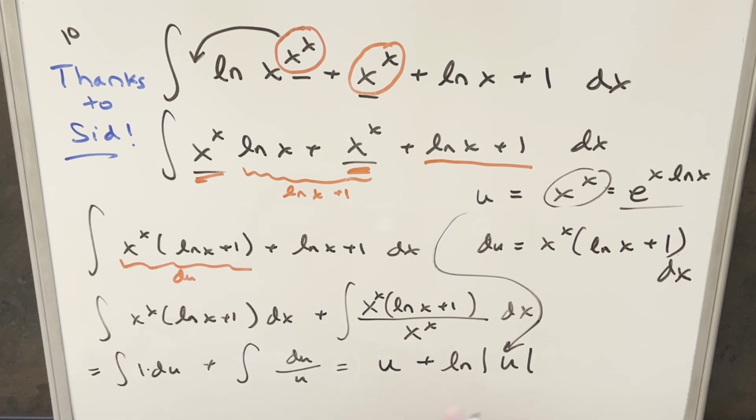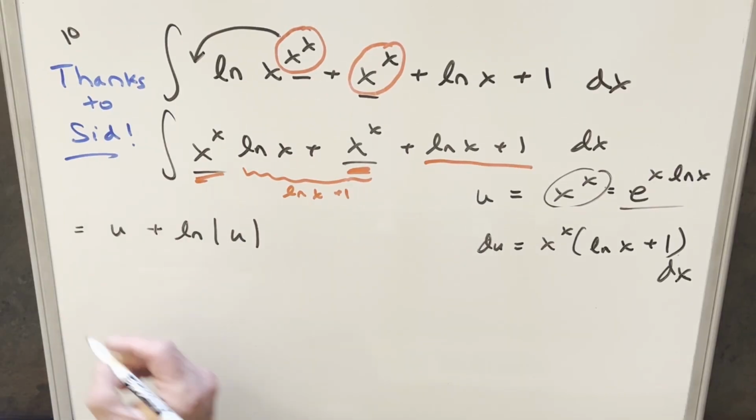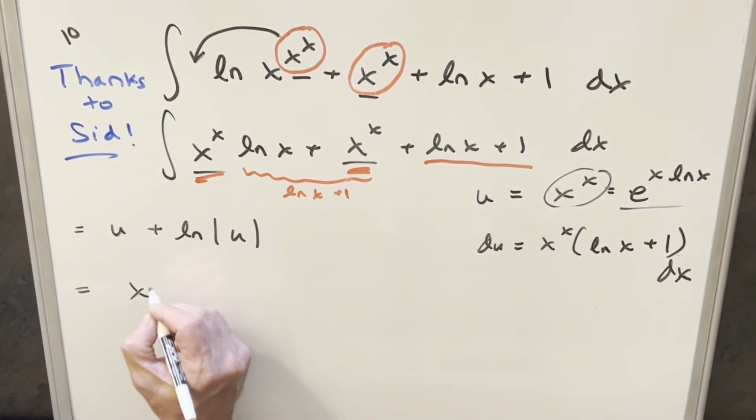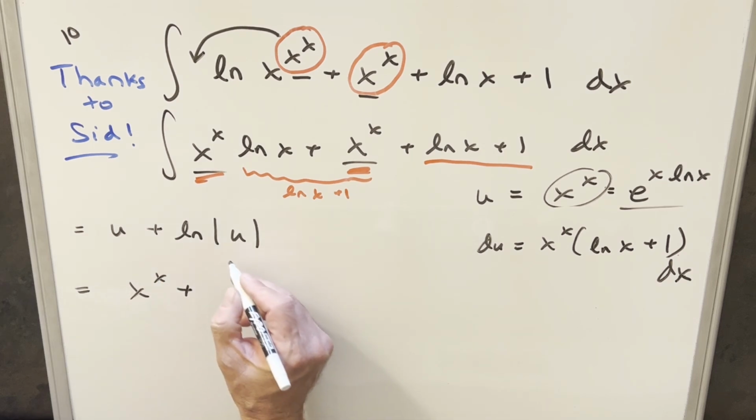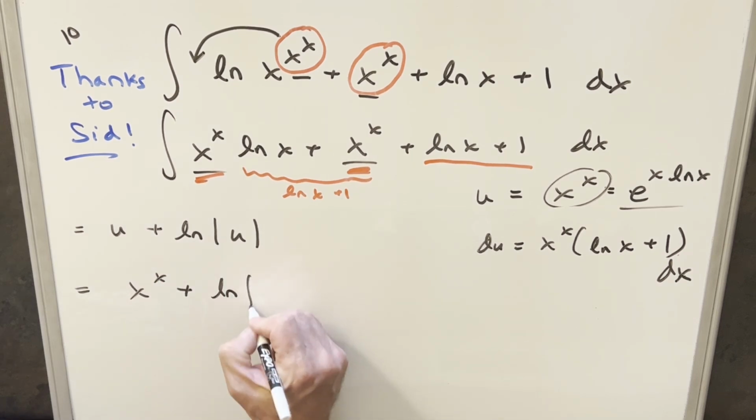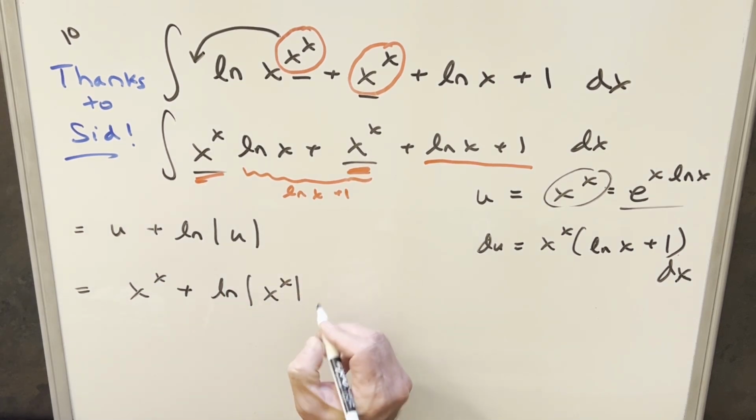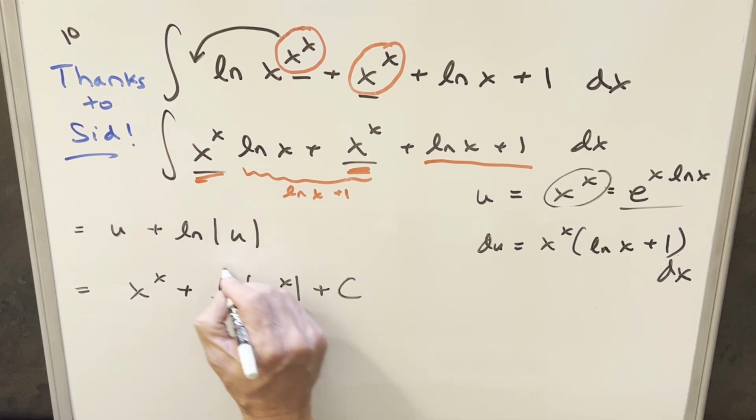I'm just going to need a little more space. Okay, so now I think we're ready to finish it off. We know our u value is going to be just x to the x. And then here, this is just going to be natural log absolute value of x to the x. Add a plus C, and that's it.